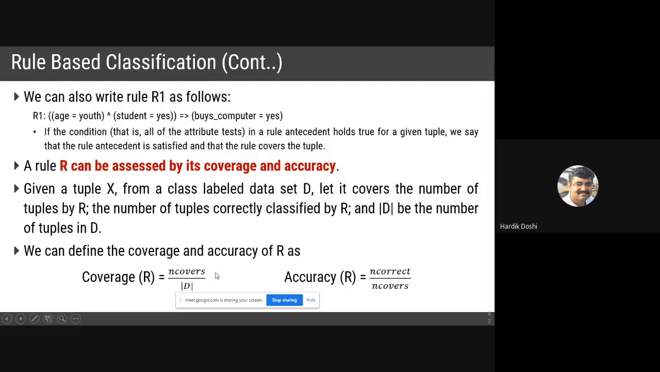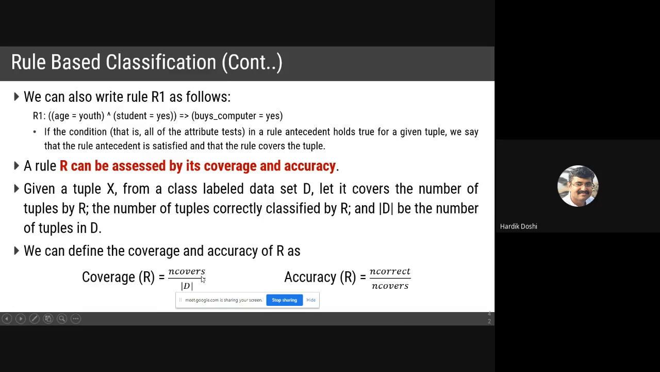So I need to compute the coverage for all the rules. In this example, we had 3 rules, so I need to compute the coverage for all 3 rules: coverage of R1, coverage for R2 and coverage for R3. And along with coverage, we are also supposed to check the accuracy on unseen data.